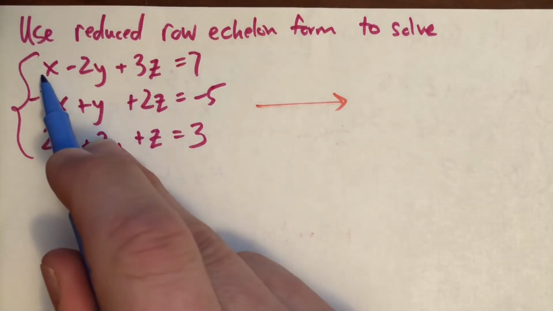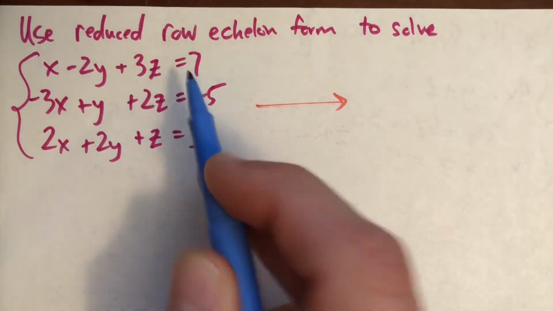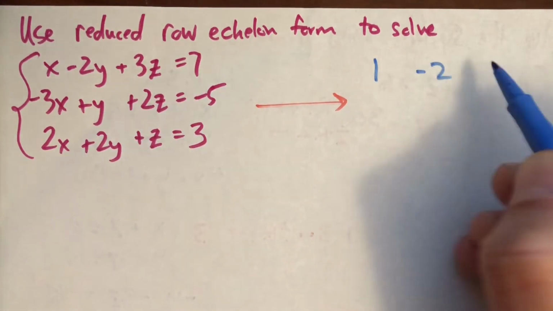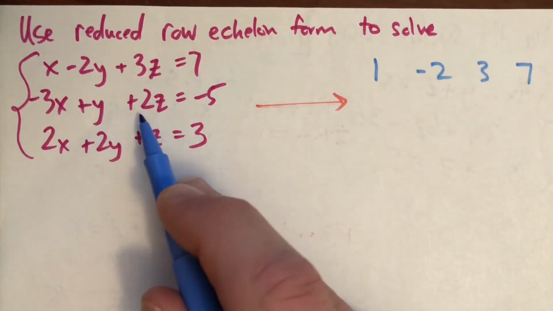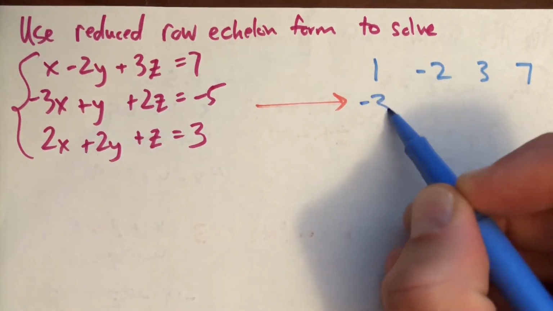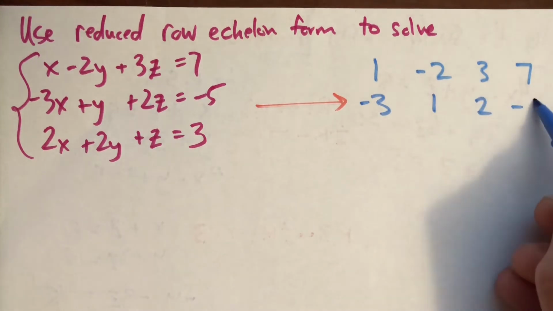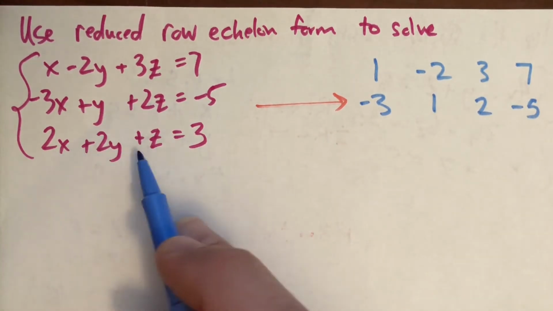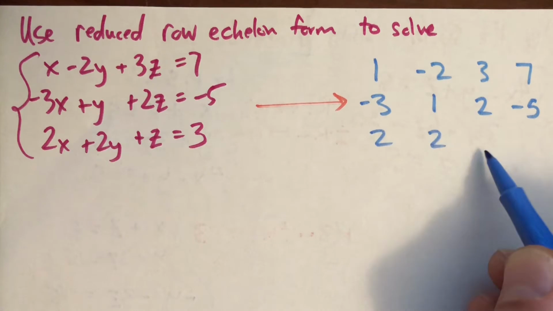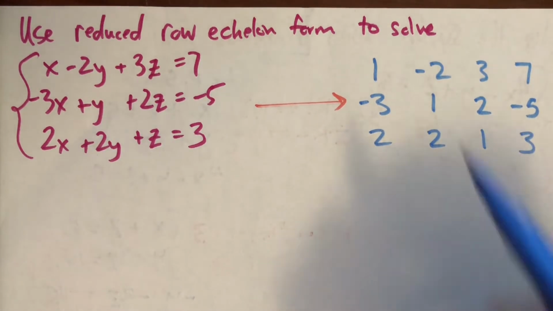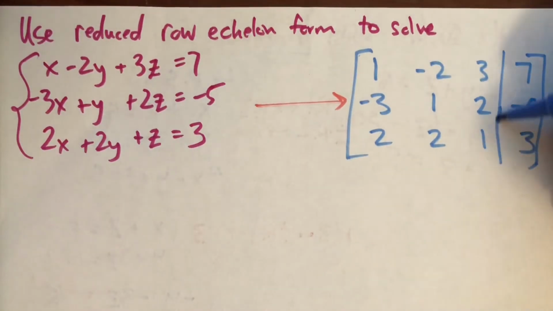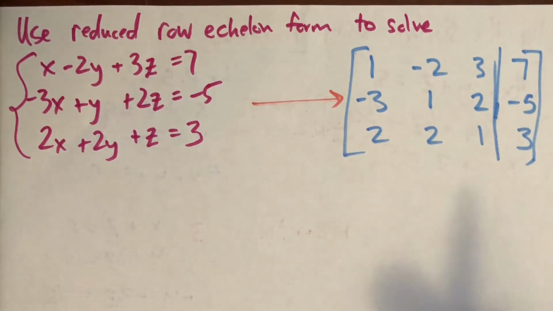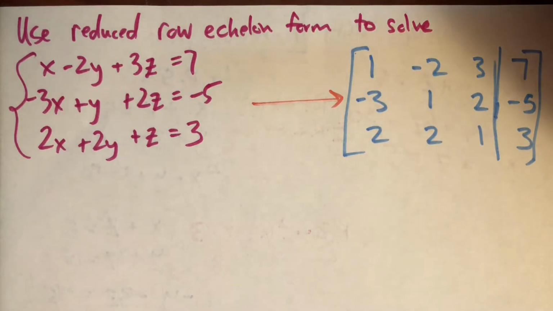So we've got a 1, -2, 3, and a 7. Then -3, 1, 2, -5. Then 2, 2, 1, 3. Okay, so put our little square brackets on there, and we've got our line separating our constant terms from our variable terms. Okay, so we want to use reduced row echelon form.